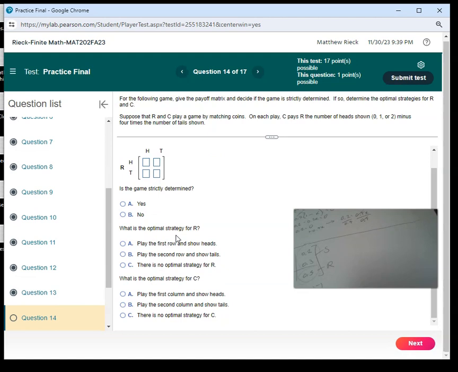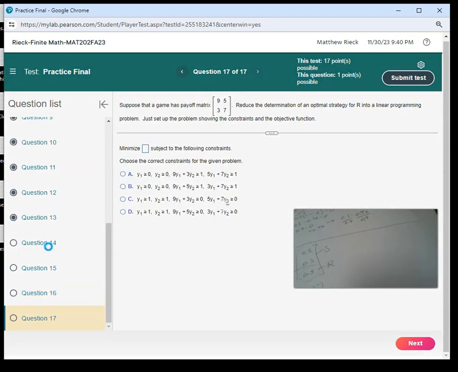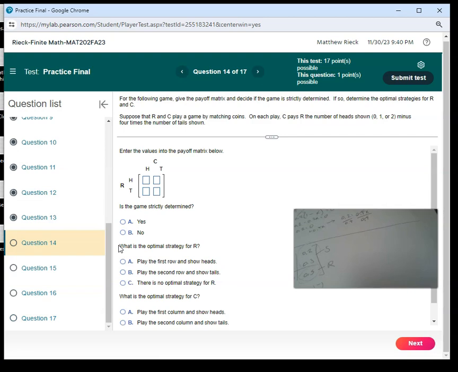All right. So in the last section here, we're looking at game theory. The first one here is looking at a game that's hopefully strictly determined, I think.